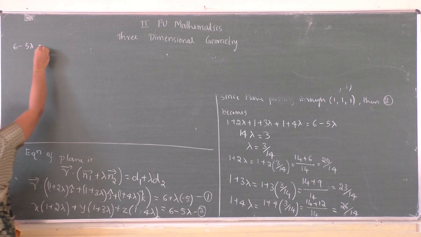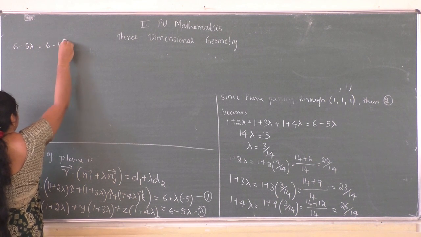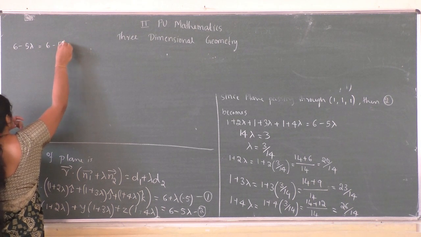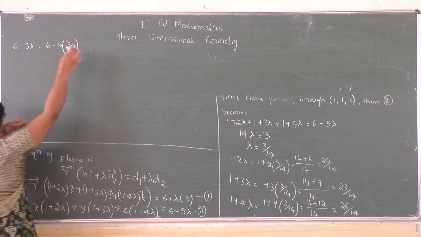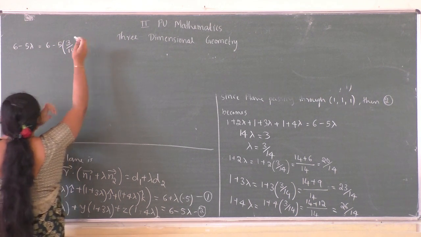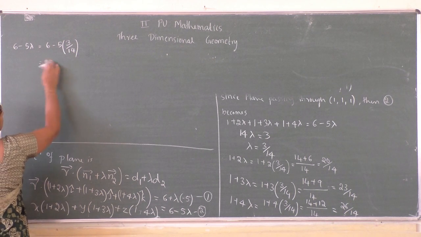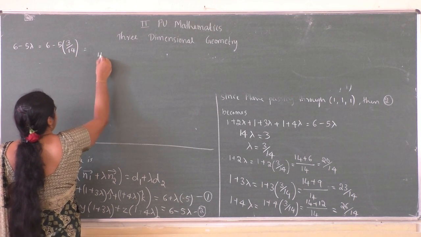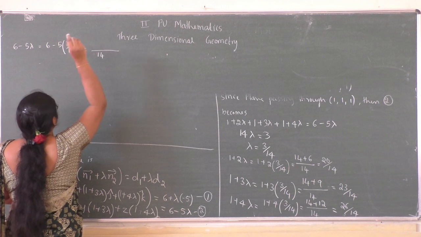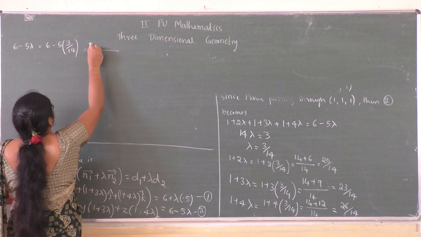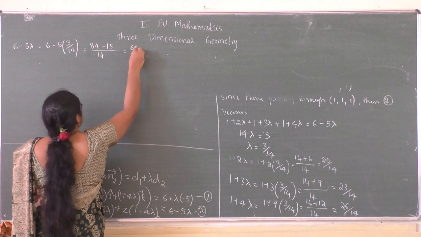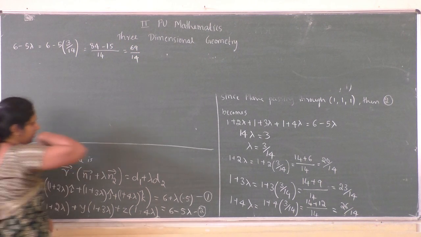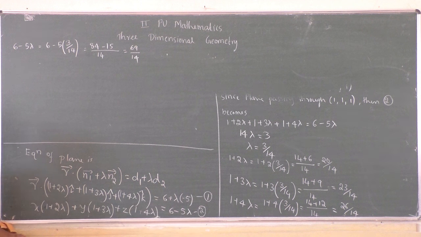Now we will calculate what about 6 minus 5 lambda. 6 minus 5 lambda, that is 6 minus 5 into 3 by 14. So here 14 is the common denominator. So this is 84 minus 15, that is 69 by 14. So 6 minus 5 lambda is 69 by 14.